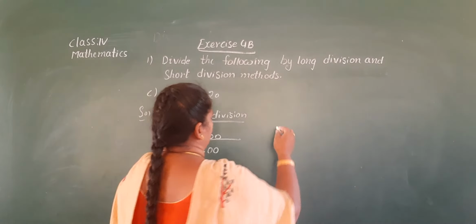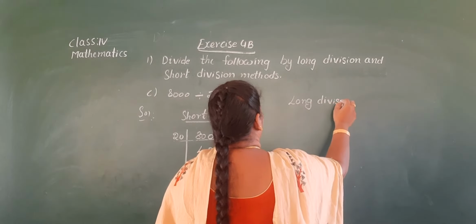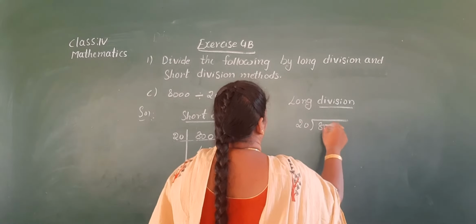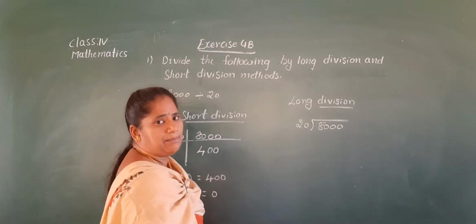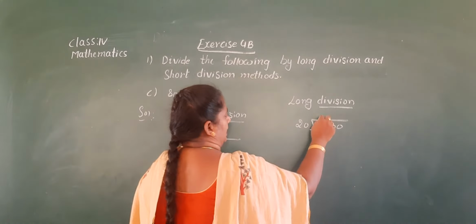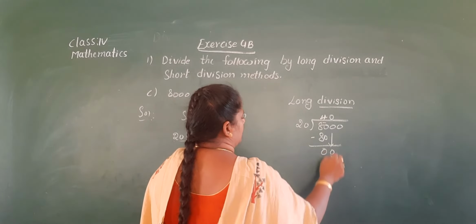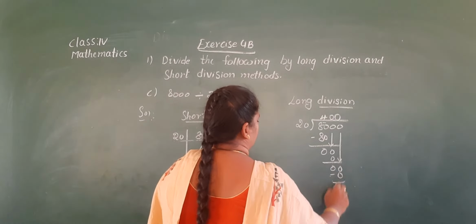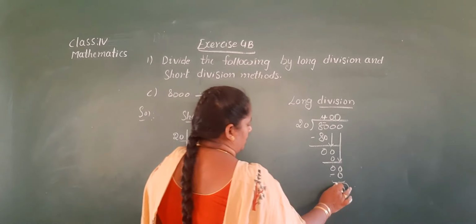And now long division. See, ma? Here 20, here 80. 80 nearest number: 20 ones are 20, 20 twos are 40, 20 threes are 60, 20 fours are 80. Write 4 times, 80, 0. Take down 0, 20 zeros are 0. Next take down 0, 20 zeros are 0. So the quotient is 400, remainder is 0. Yes, write down in your classwork, children.